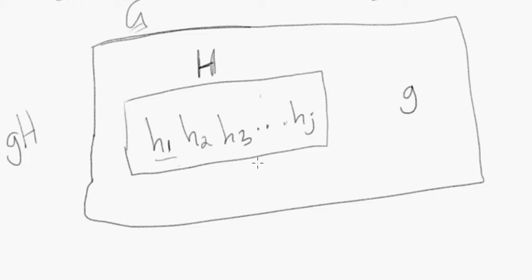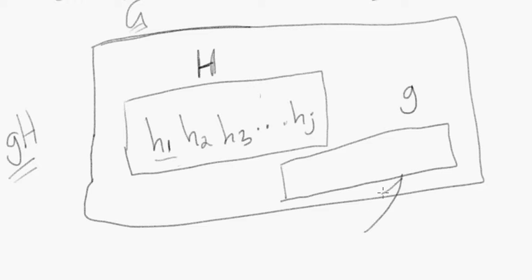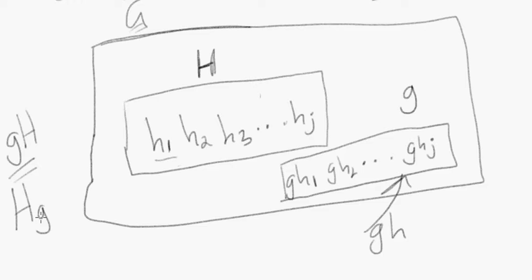But here's what we're saying: gH refers to, well, let's call this gH here. What we're saying is, we take every element of H and left multiply it by g. So now we have gH1, gH2, all the way up to gHj. That's what gH would be. And what do you think Hg is going to be? If we had to guess, what's Hg going to be? Well, in this particular case, it would mean the same thing as gH, but we're multiplying on the right.